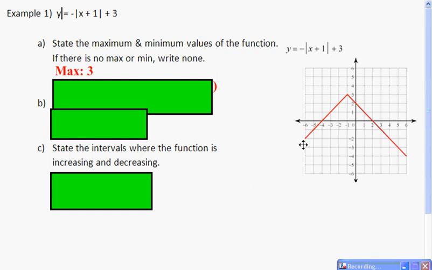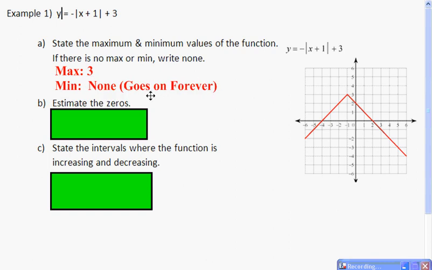Your lowest value, remember, this graph continues on forever. So it keeps continuing on down to the bottom. It'll never reach a minimum because it continues on forever. So basically your min here would be none because the graph goes on forever.